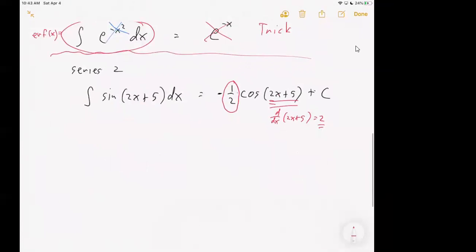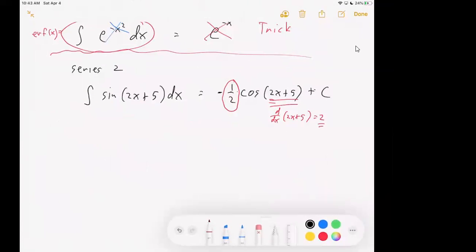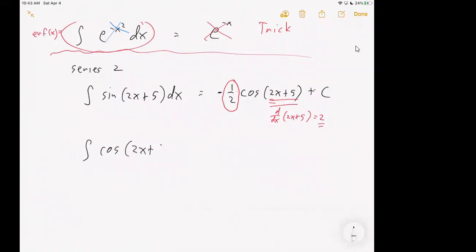Okay. Let's do a couple more. See what you can do with these. Do it in a similar fashion to what I just did. I'll put in the answer in just a moment.